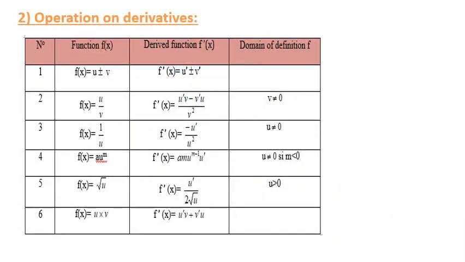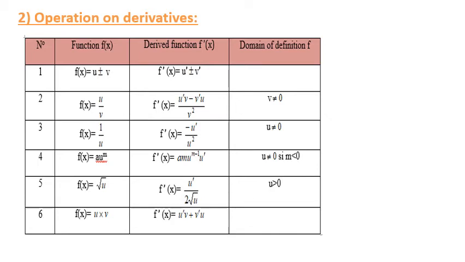On derivatives. 1. The derivative of u plus or minus v is u prime plus or minus v prime, where u and v are two functions in terms of x. The derivative of the form u over v is f prime equal to (u prime v minus v prime u) over v power 2, with the condition that v should not be equal to 0.